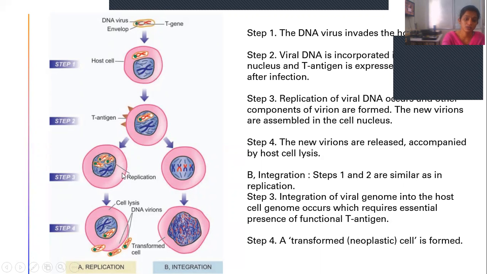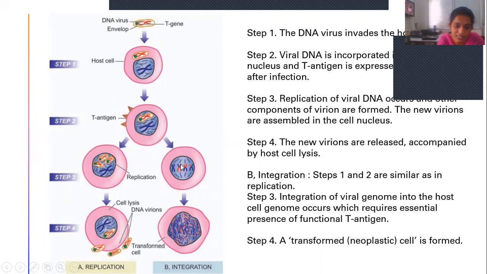During the step of conversion, after this integration into the nucleus, a few of them undergo direct replication, and in the presence of specific T antigen, what will happen? This viral DNA incorporates into the host DNA. This is red in color, this is blue in color, host DNA. So in the presence of specific T antigen, this DNA portion will be incorporated into the host cell DNA.